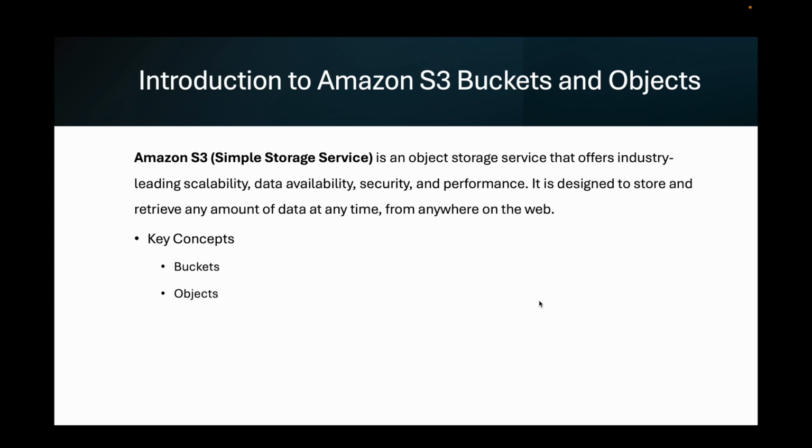We have objects. Objects are the fundamental entities stored in S3. They consist of the data itself, metadata, and a unique identifier, which is the key, within a bucket. An object can be any file, such as images, documents, backups, or log files. And then we have the keys. Each object in S3 is identified by a unique key, the file path, within its bucket.